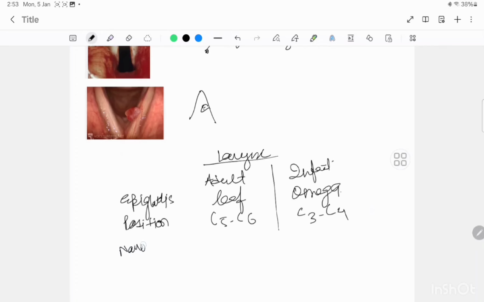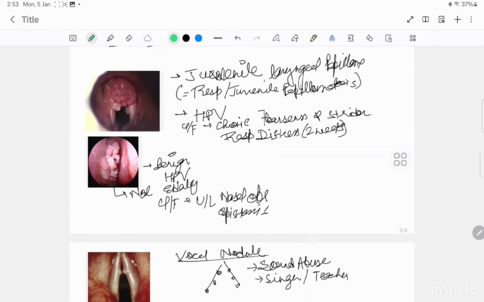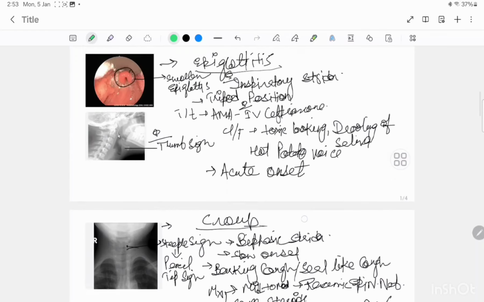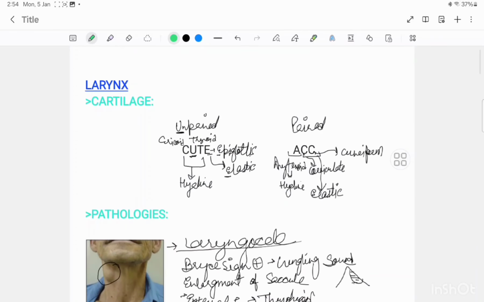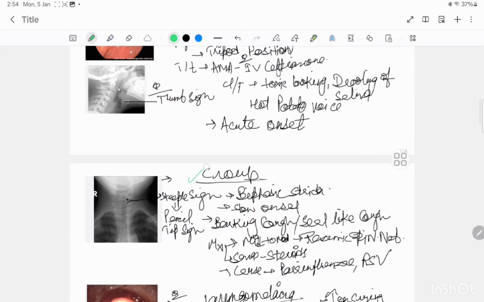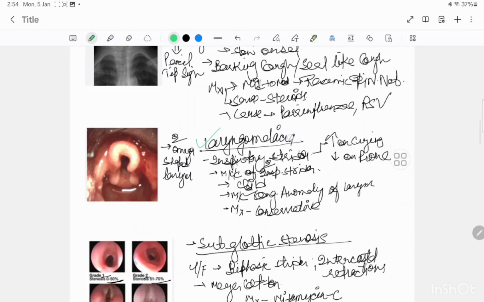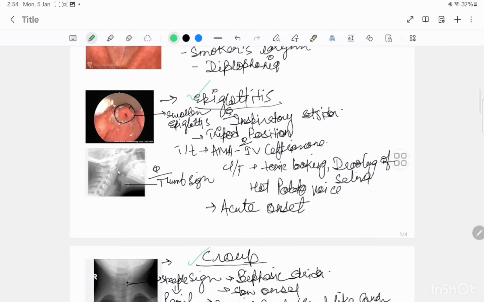The narrowest part in adults is the glottis. The narrowest part in infants is the subglottis. So I have a mnemonic. What we read is epiglottitis, croup, laryngomalacia, and subglottic stenosis. So this is ECLS.